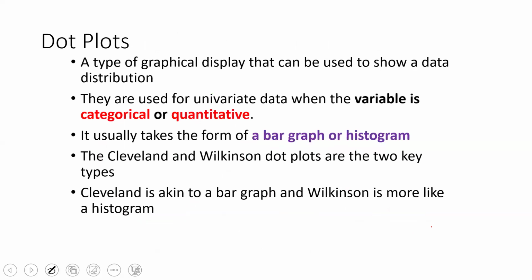Dot plots are another type to graphically summarize and organize your data. They can be used for categorical or quantitative variables. They take the form of a bar graph or histogram. So you can see we are having a kind of graph that can mimic a bar graph or histogram depending on the type. So we have two types, the Cleveland and Wilkinson dot plots. The Cleveland is similar to a bar graph, while the Wilkinson is more like a histogram.